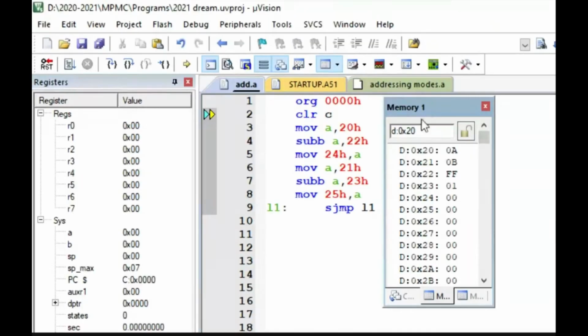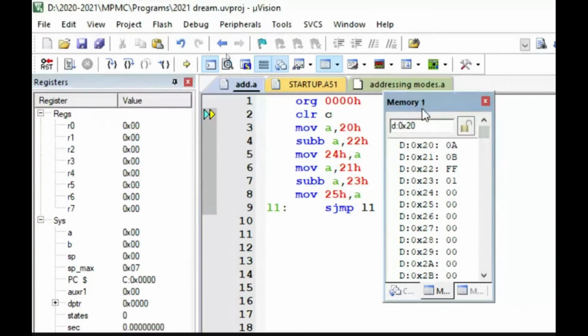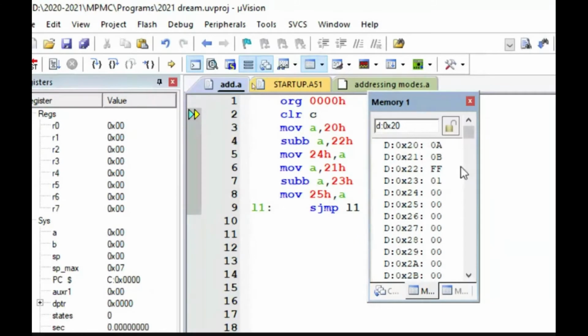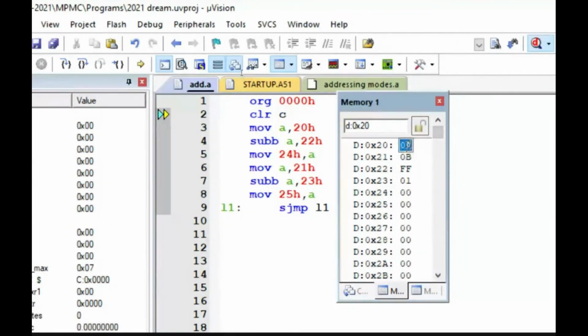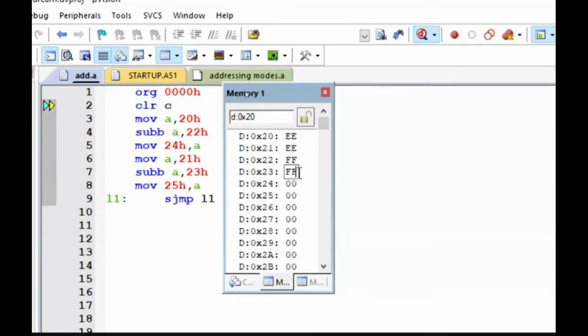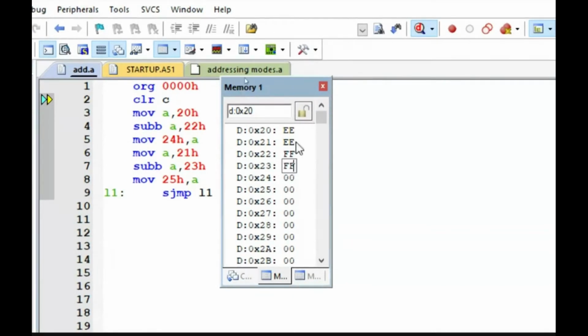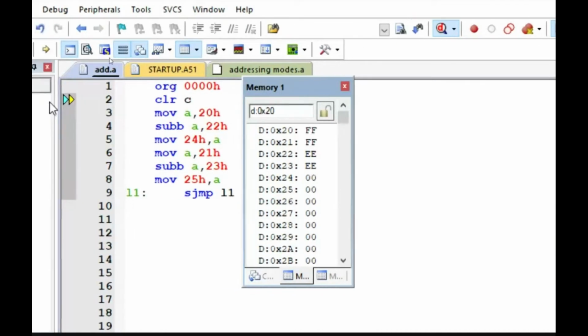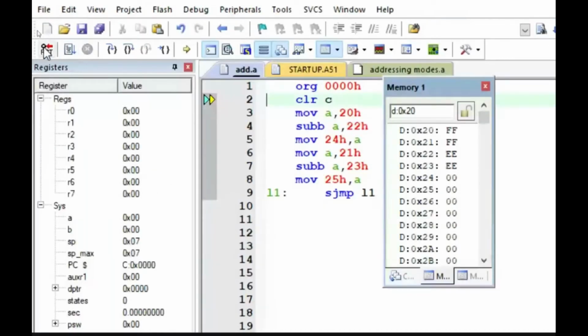Have the memory window clear here. So the content which has to be subtracted, for our convenience, we can say EE minus FF. We'll get 1111, and FF minus EE, the answer is 1111. That is what is of interest. Reset. So single step execution.